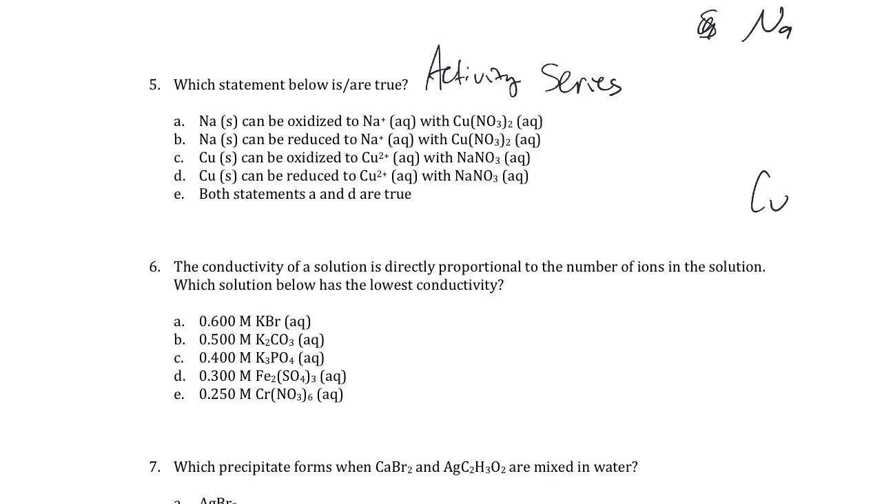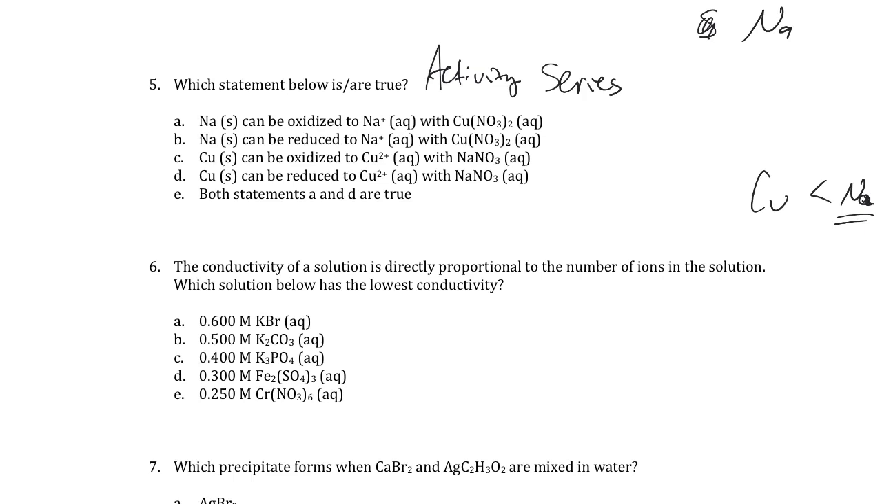Copper is less reactive than sodium in terms of their relative ability to lose electrons, to be oxidized, or just in general in terms of their reactivity trends. So copper's lower on the activity series. Again, you could double check that, but I think we can probably picture that as well.